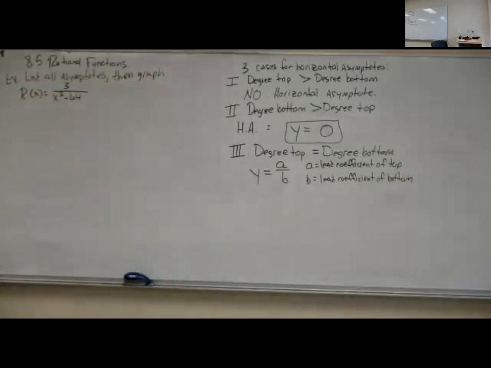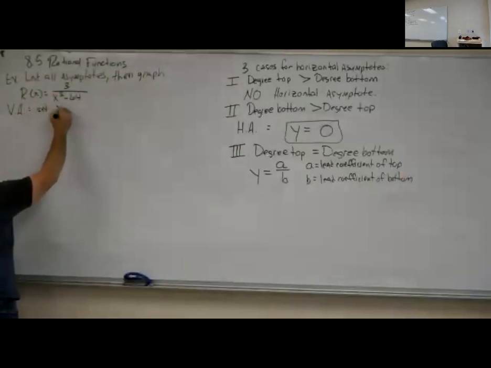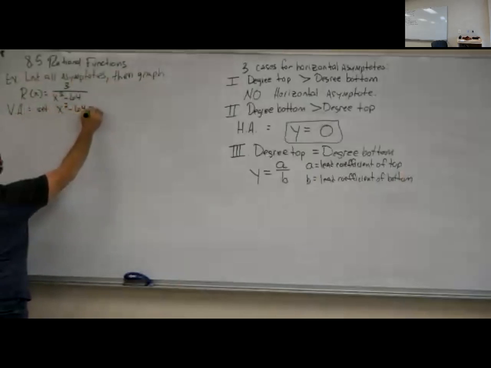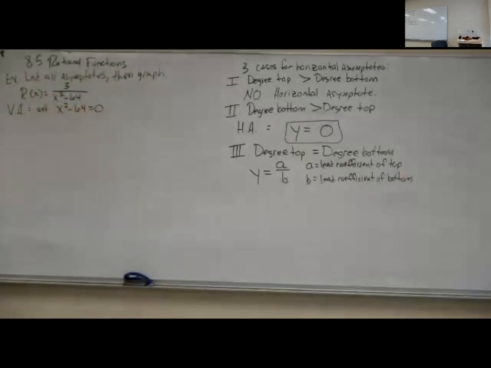So I'm gonna go through and find my vertical asymptote and my horizontal asymptotes. So let me find my vertical asymptote first. To find the vertical asymptote, I'm gonna take the bottom of this fraction and set it equal to 0. So I'm gonna set x squared minus 64 equal to 0. Now I'm going to solve it by factoring again, but if you use a quad, this will be a 1, 0, negative 64 for quad, okay?